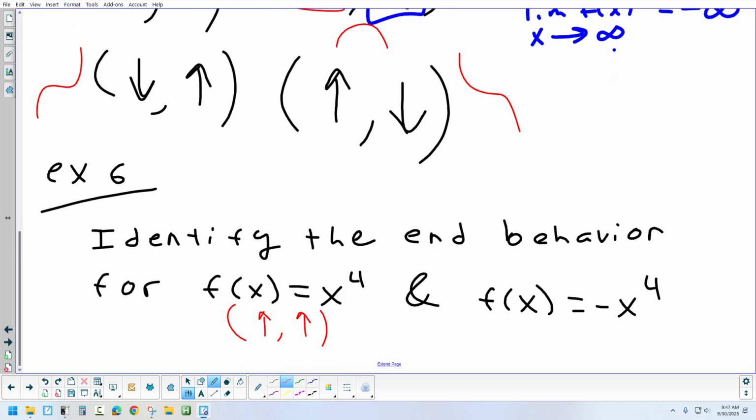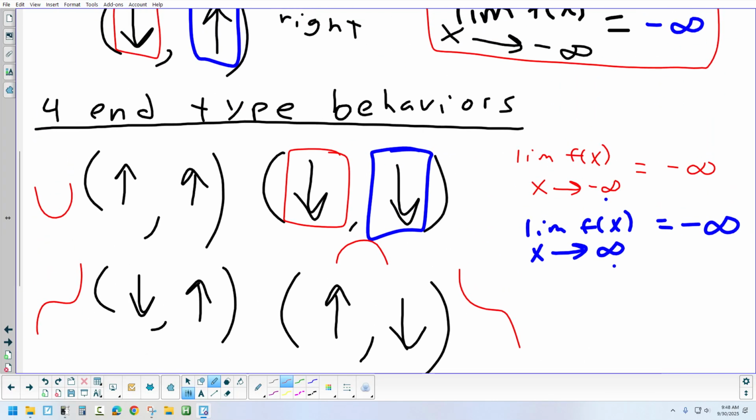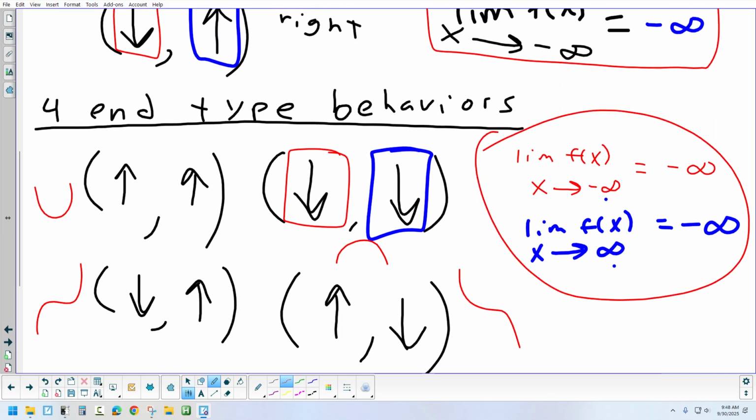What about negative x to the 4th? We should know what that negative is going to do as far as a transformation. So what would the end behavior of that one look like? Josh? Down, down. That's a vertical reflection. So it's going to cause it to open down. If you wanted to write that one in limit notation, that's the one that I did right over here. That would be the answer.